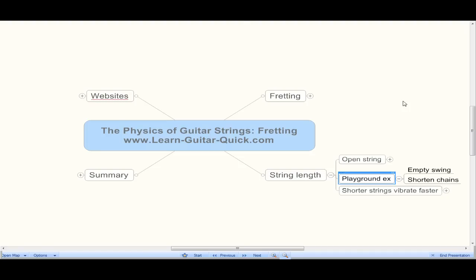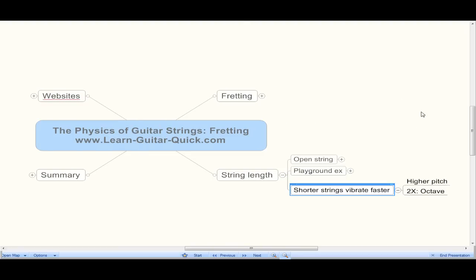Now if we take that swing back and forth, and we now shorten the chains on it, because the chains are shorter on each swing or each trip that swing makes, it's not going to be able to go as far. So since it doesn't travel as far on each swing, it can make more trips per second or more trips per minute. So effectively, that makes the frequency faster. So the shorter the chain, the faster the swing swings. Okay, that's exactly what happens on your guitar string.